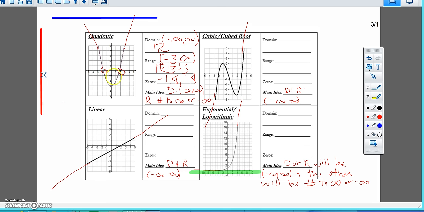For cubic and cube root, since they have the same shape, I put them together. So I drag my domain stick across. It's touching the entire time.